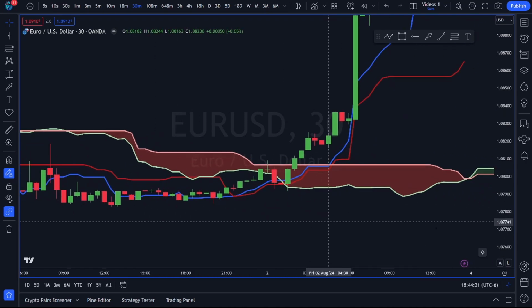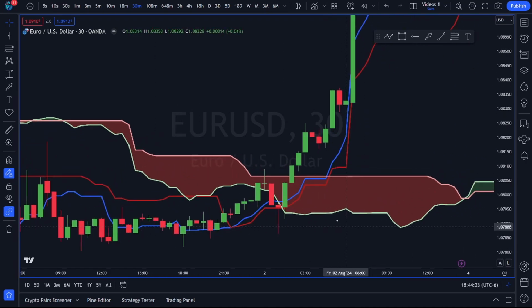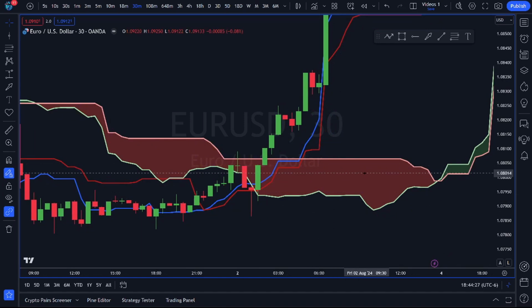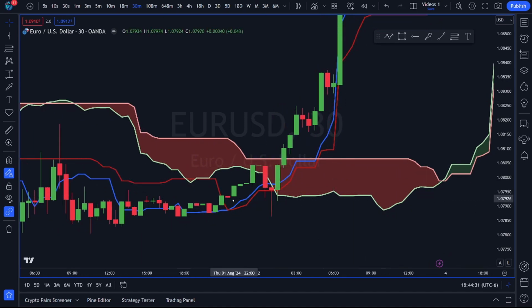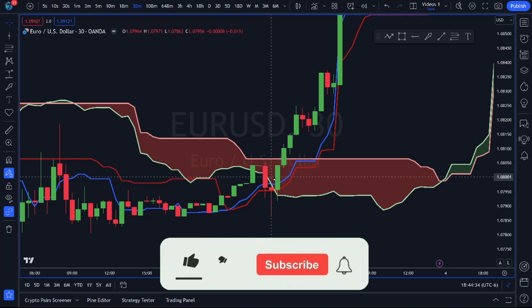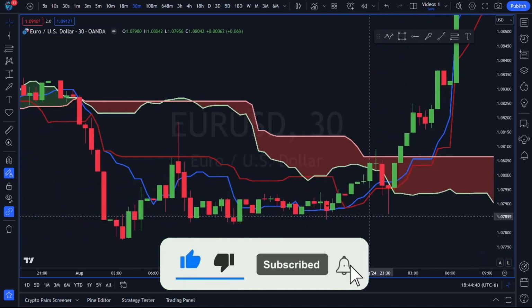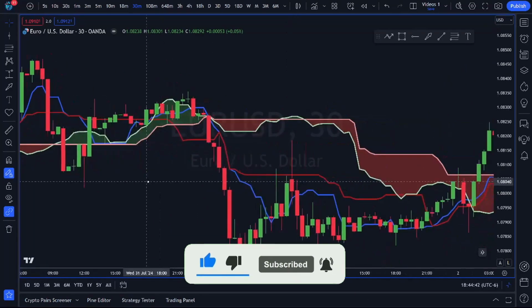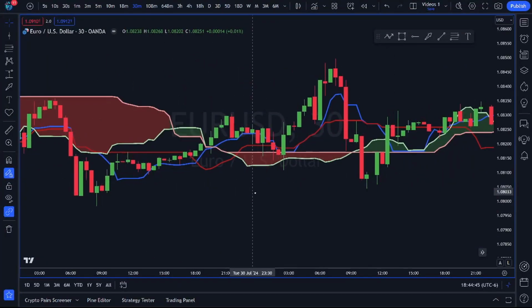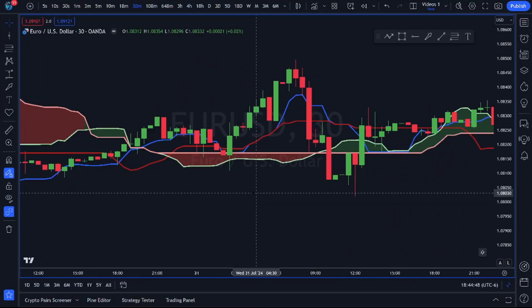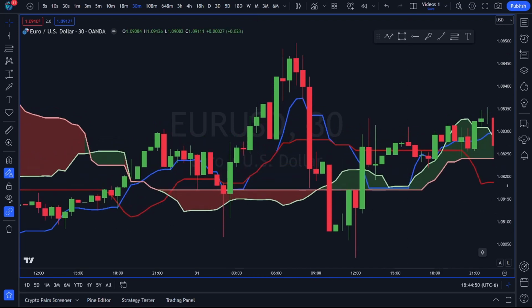Now, the other lines on here, the leading span A and B, those are creating the Kumo cloud. And the Kumo cloud is useful because when price is below the Kumo cloud, everything is bearish. And when price goes above the Kumo cloud, everything is bullish. And you'll notice that sometimes price will approach the cloud or even touch the cloud, and it'll bounce right off the cloud. The cloud can act as support or resistance. And the thicker the cloud, the stronger the support is going to be.